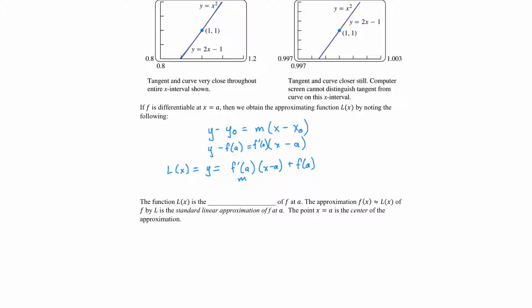So what we have found is that this function L of x is what we call the linearization of f at a. The approximation f of x is approximately equal to L of x, and L is the standard linear approximation of f at a. The point x equals a is simply referred to as the center of the approximation. The farther you get away from the center, the less accurate this approximation will become. There's several other ways to approximate functions, but that will be discussed in Calculus 2.